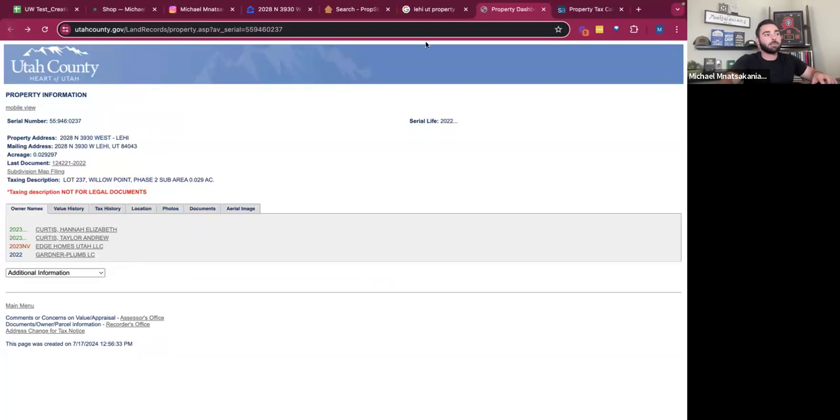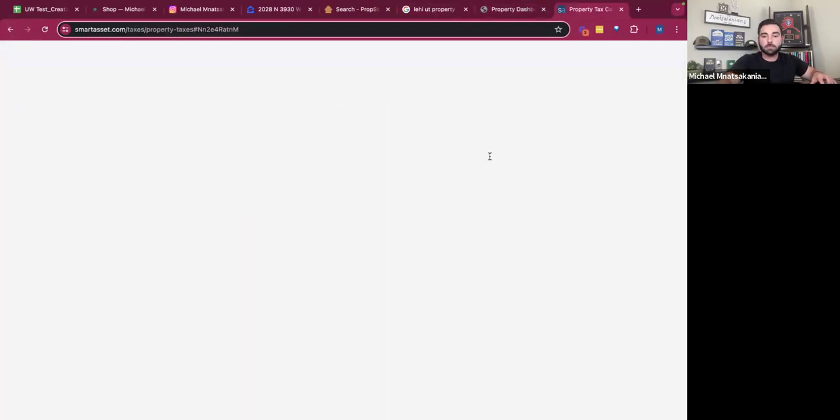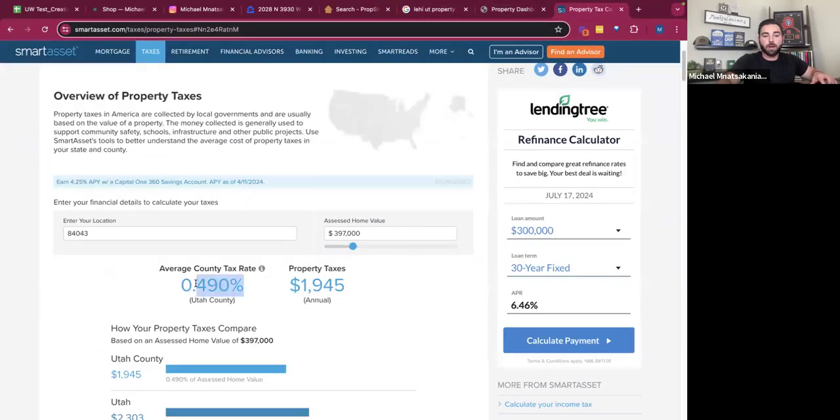All right, so around a 0.49% is the tax rate. This is pretty close. It's a little off, but it's pretty close. Just assume that when you're going to buy it, you're going to be paying more in taxes. That's for sure. I don't know if there's a homestead exemption. I don't see that in the adjustments.